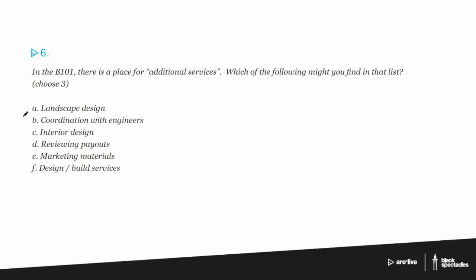So a very important concept from the contract standpoint is this bifurcation of basic services from additional services. Additional services are not crazy unknown things. They're typical things that come up all the time. They're just not always in every contract, whereas the basic services are always in every contract. So let's look at what our possibilities are here. We have landscape design, coordination with engineers, interior design, reviewing payouts, marketing materials, and design build services.